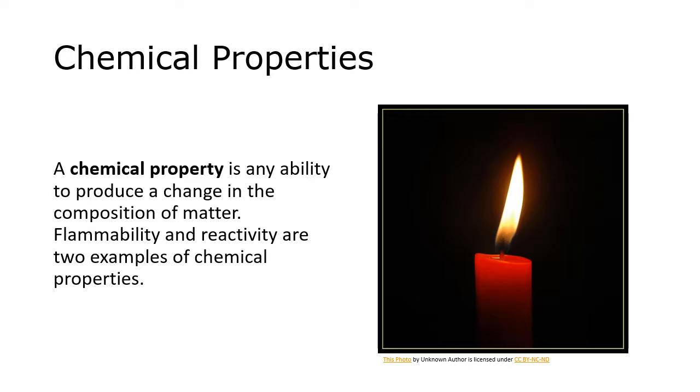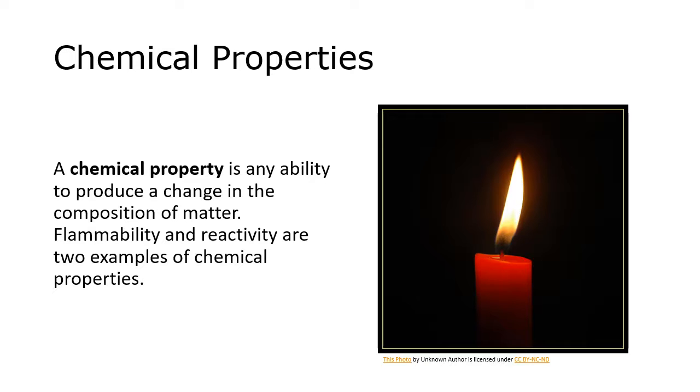As a candle burns, its compounds, the wax, combine with oxygen in the air to form water and carbon dioxide. This is an example of a chemical change. A chemical property is any ability to produce a change in the composition of matter. Flammability and reactivity are two examples of chemical properties.